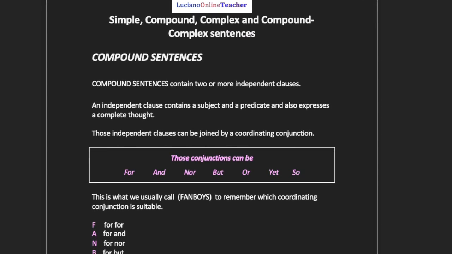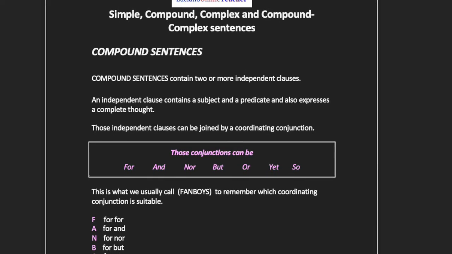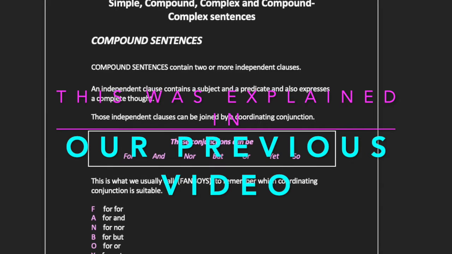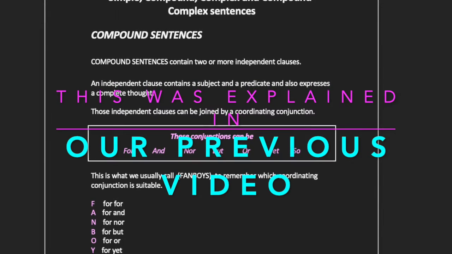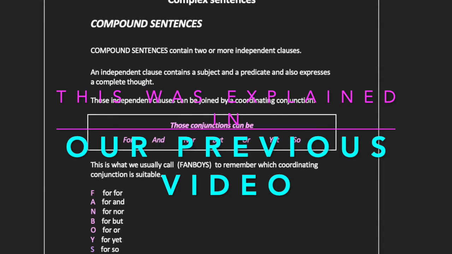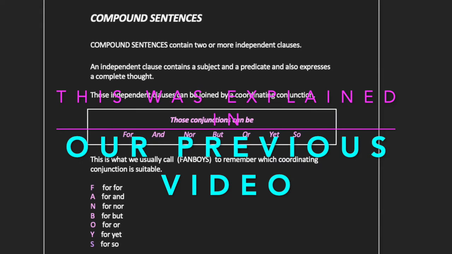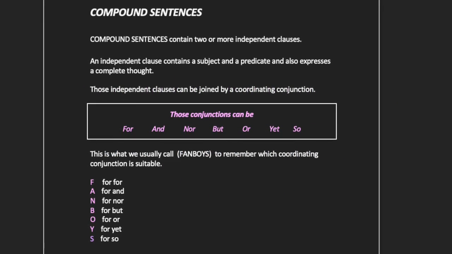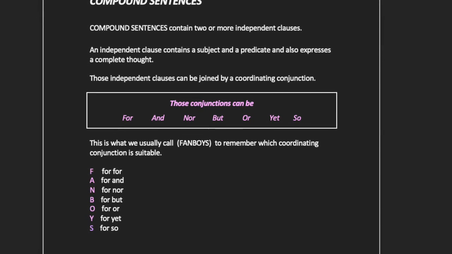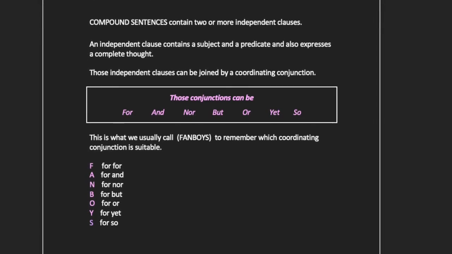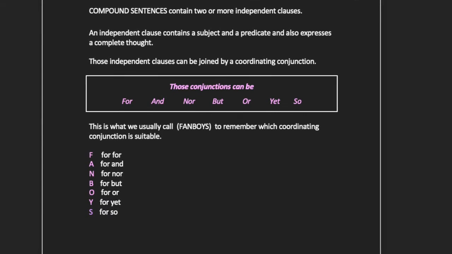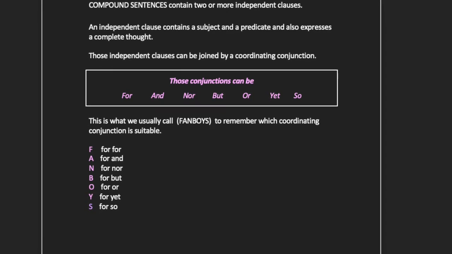All right. So we know that an independent clause contains the subject and the predicate and also expresses a complete thought. That is explained in our previous videos, IELTS writing task 2. So those independent clauses can be joined by a coordinating conjunction. But what is a conjunction? And here is a list of conjunctions that you can use: for, and, nor, but, or, yet.